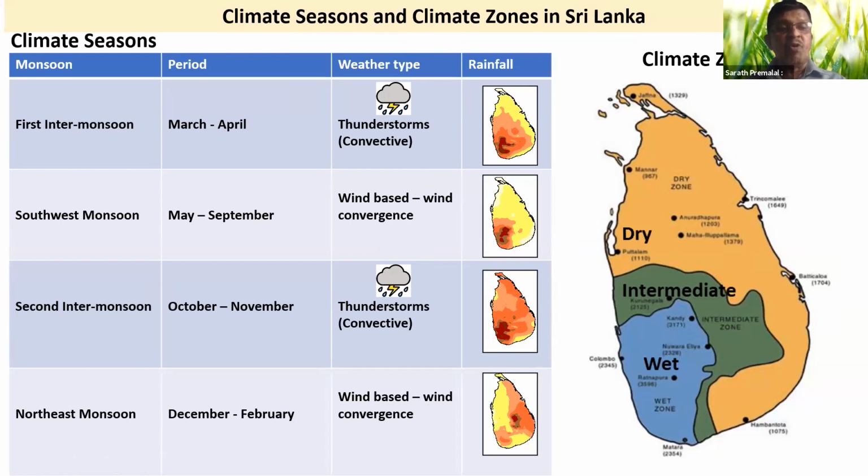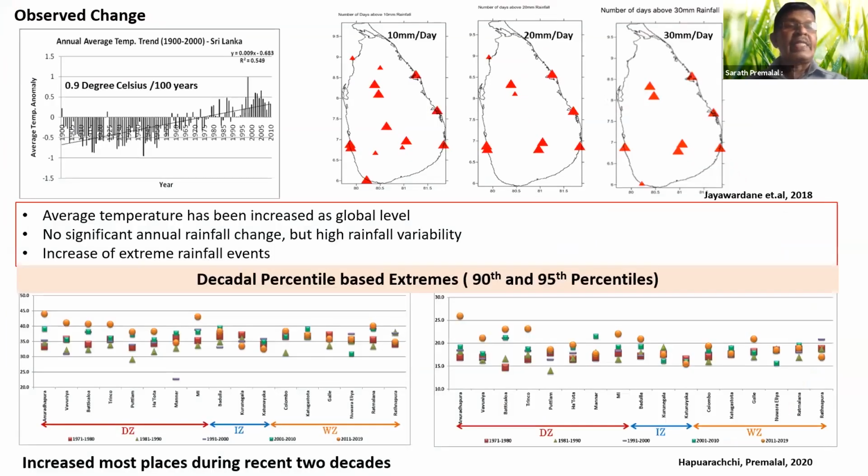In Sri Lanka, we have four climate seasons: March, April, the first intermonsoon; the southwest monsoon from May to September; the second intermonsoon in October, November; and the northeast monsoon from December to February. Based on the spatial annual rainfall distribution, the country can be divided into three zones: the dry, intermediate, and wet zone. Most agricultural practices are going on in the dry zone, where the rainfall is less than 1,750 millimeter annually.